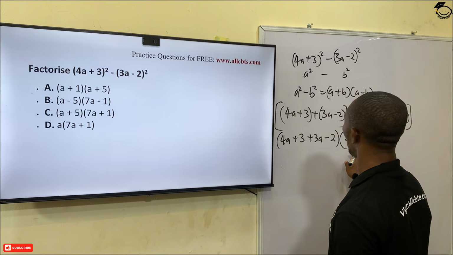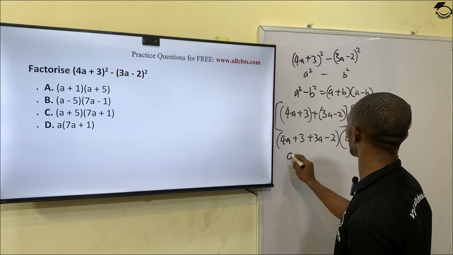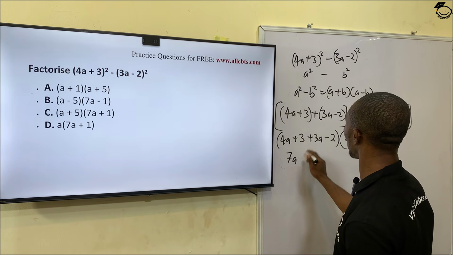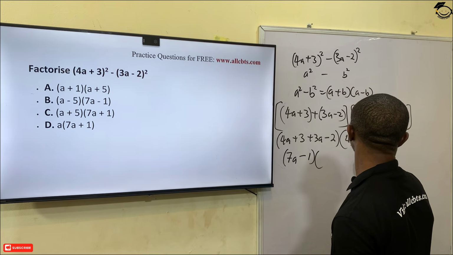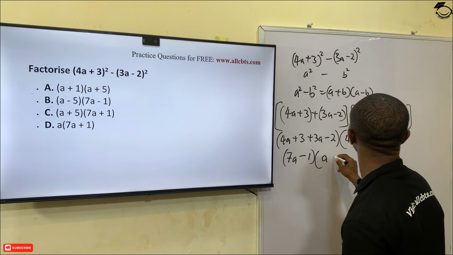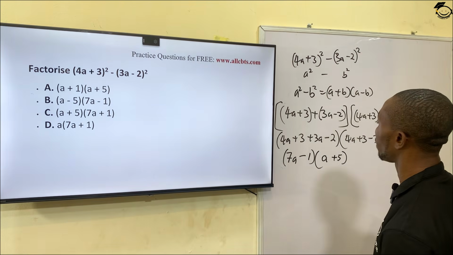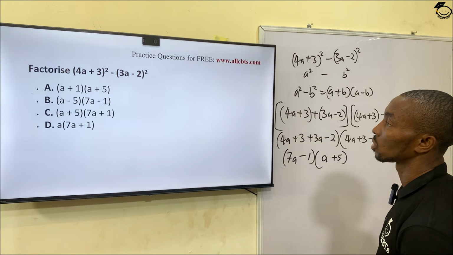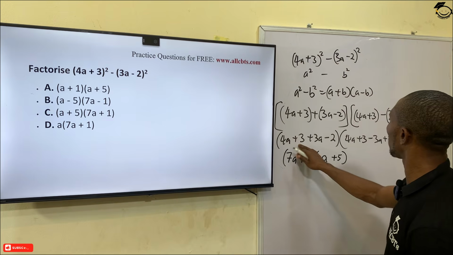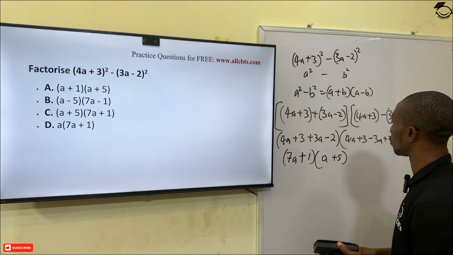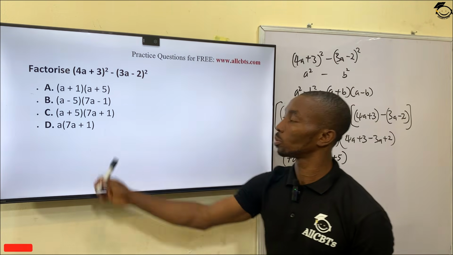Now opening up this, 4a plus 3a will give us 7a. 3 minus 2 is 1. And the other gives us a plus 5. Having this, we have a plus 5 and 7a plus 1, because 3 minus 2 will give us plus 1. So our final answer will be a plus 5 and 7a plus 1, which is our option C.